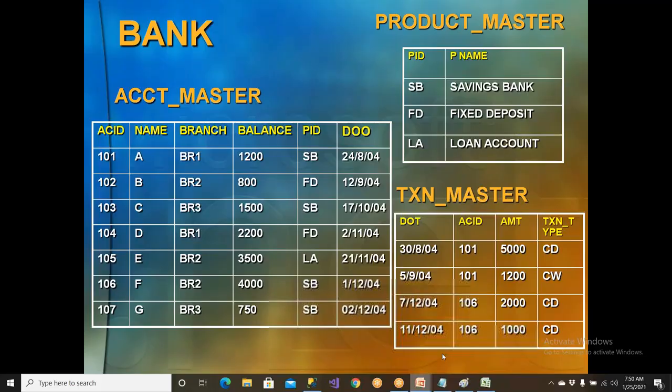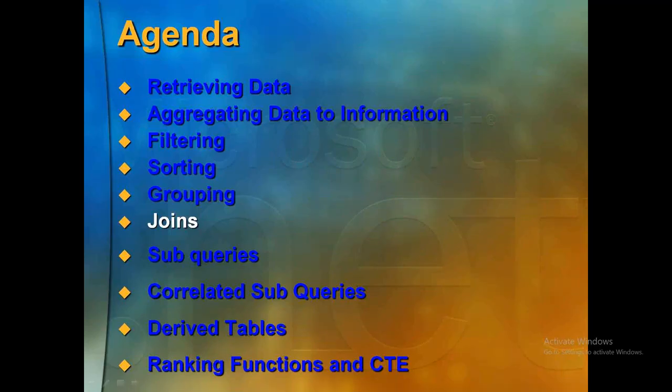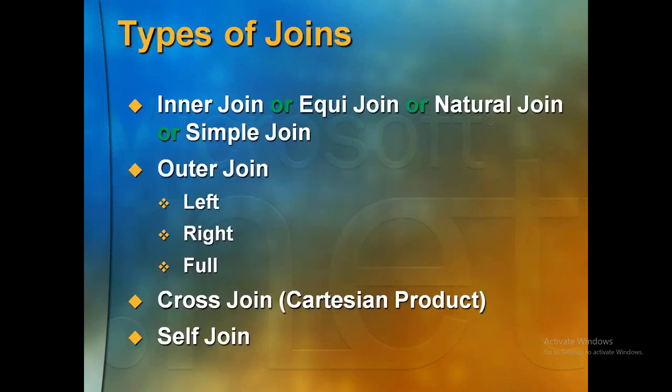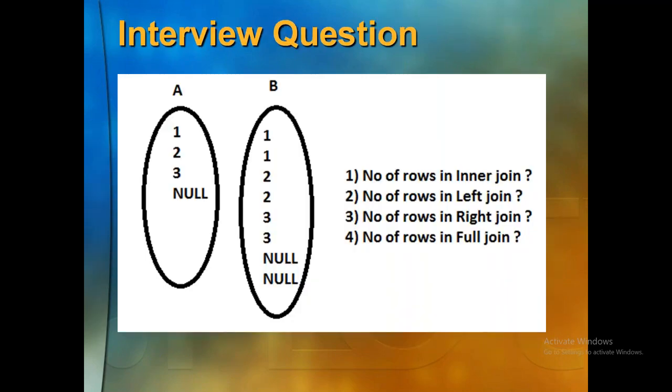So tomorrow we'll see some more examples, and before going, let me give you one interview question. This is my table: 1, 2, 3, null, and 1, 1, 2, 2, 3, 3, null, null. You need to tell me tomorrow the number of rows in inner join, the number of rows in left join, the number of rows in right join, and full join. Am I clear? You need to tell me the number of rows. These are compulsory interview questions, asked in all interviews. They'll give you two tables and ask you like this.